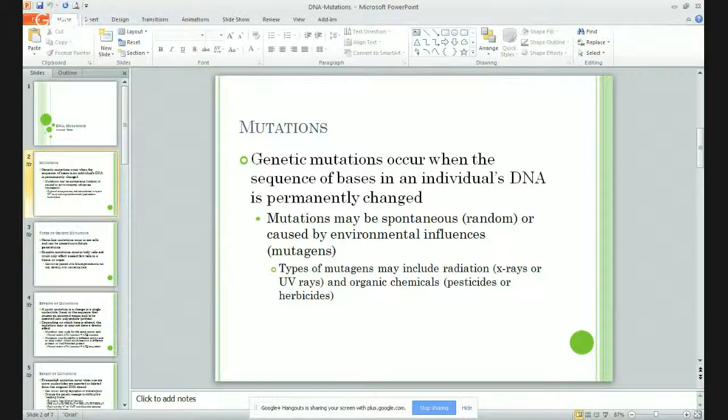Mutations can occur in all types of organisms, so not just people, but plants as well, animals. So a couple of different types of mutagens can include radiation or chemicals, which you should be kind of familiar with. These particular mutagens tend to cause cancer in humans. So overexposure to radiation or exposure to certain chemicals or other types of chemicals like asbestos.